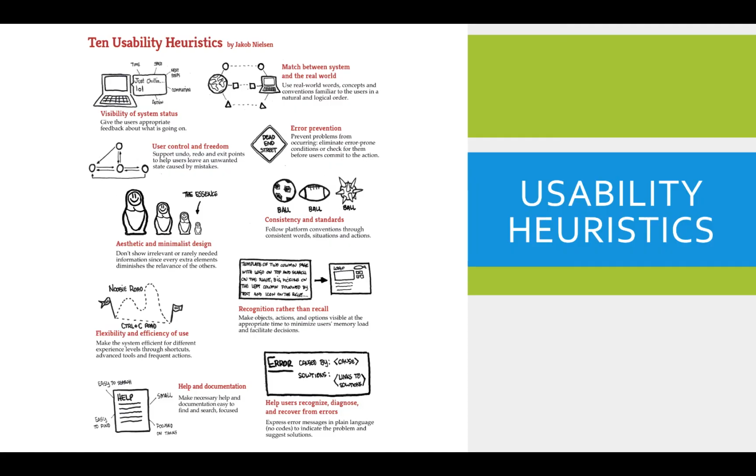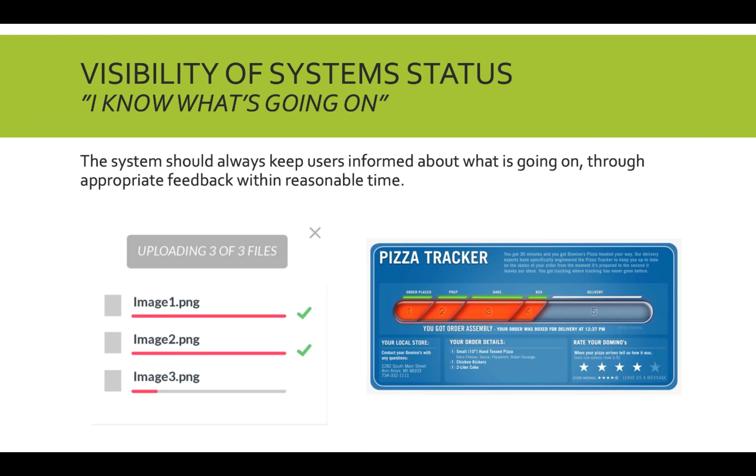So usability heuristics are not just used on websites, they're also used in product design. Basically, it's about making sure that our products, our experiences, our web experiences are aligned to how users naturally go about their day in making a decision. The first is visibility of system status. And that is, I know what's going on.